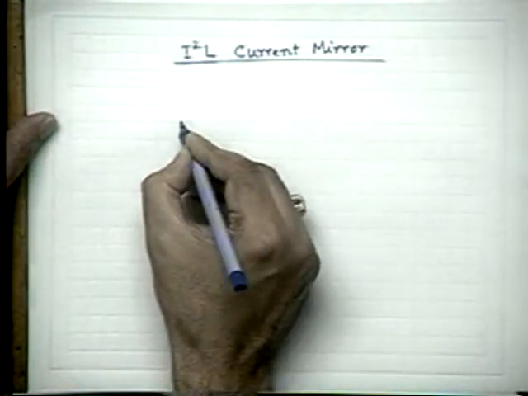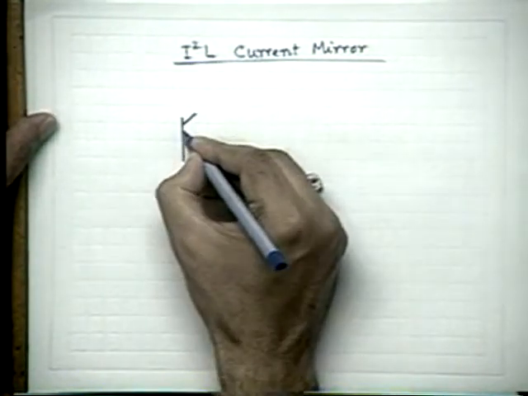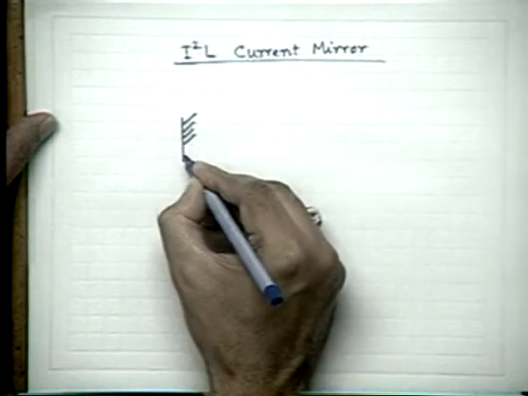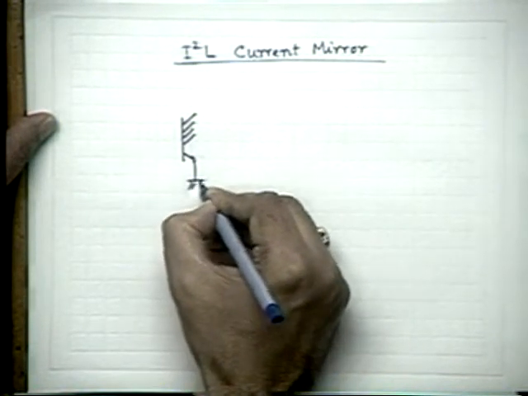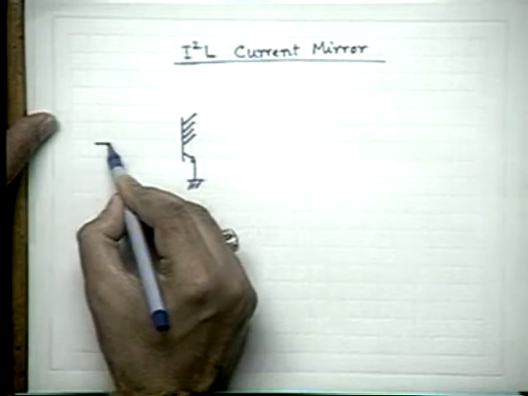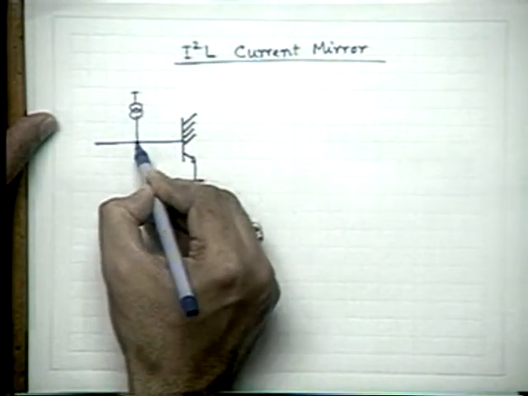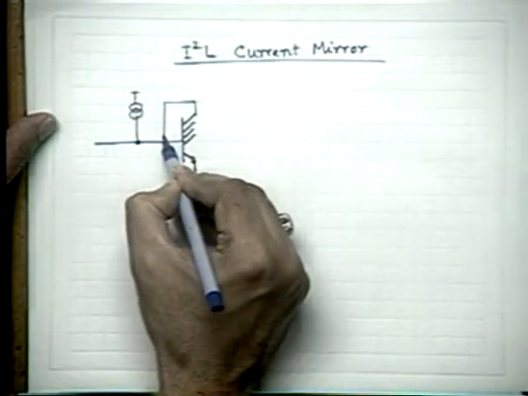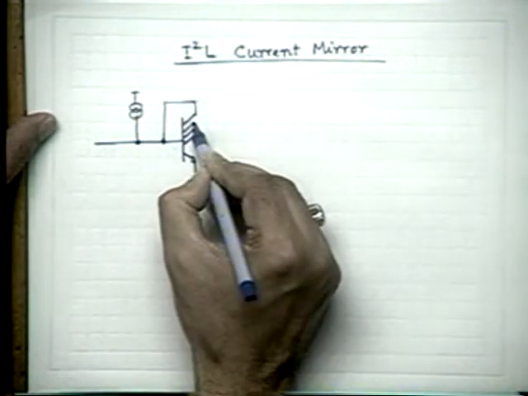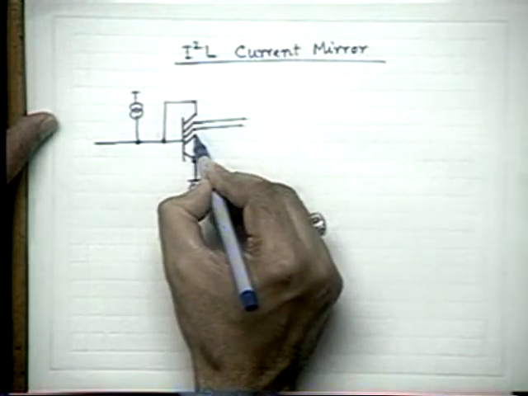What do you do? Simply, as I told you, no question of any scaling of the area. Simply you short one of these things.